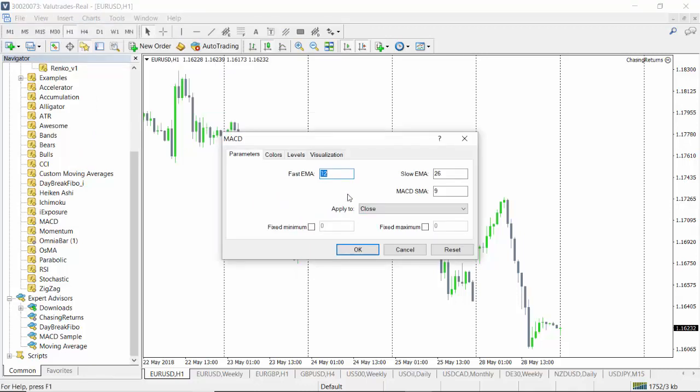First, you have different parameters. We have a fast EMA that's set to 12, a slow EMA that is set to 26, and an MACD SMA that is set to 9. So what does that actually mean? The MACD is calculated by subtracting the 26 exponential moving average from the 12-day exponential moving average. And a 9-day EMA of the MACD is the so-called signal line.